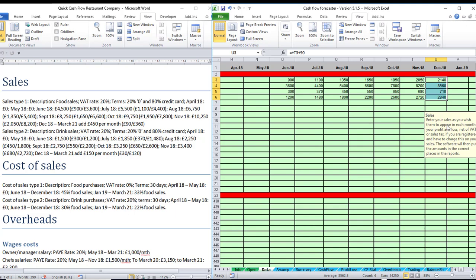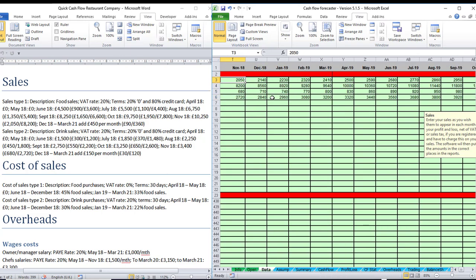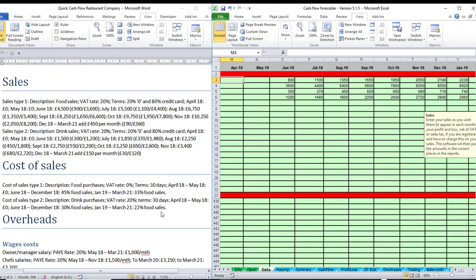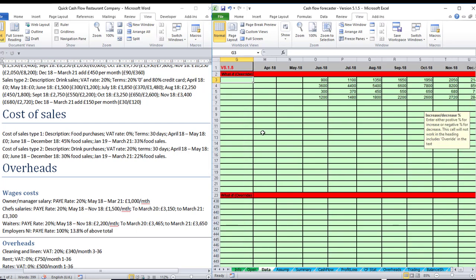So now that I've got all of those in there, I can now, let's just move those. These pop-up boxes give you clues as to what you should do in each of the cells. It's just an aide-memoire. So now I'm just going to copy those all the way across to, it's gone too far, to March 21, and they will increase all the way through. So now I've entered my sales, I need to now enter my cost of sales.